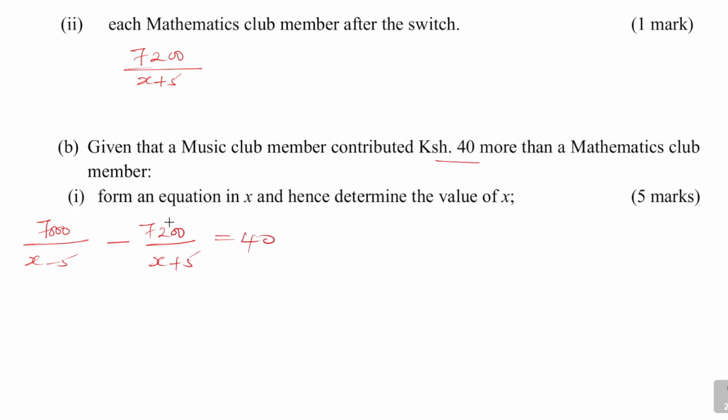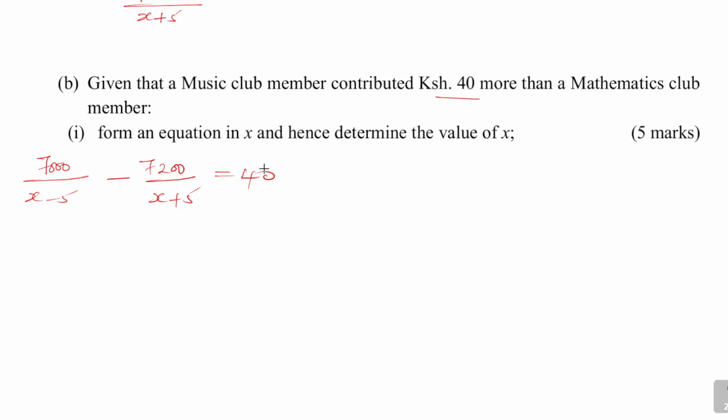Why? Because the music club member contributed 40 shillings more than the mathematics club member. So if I take the amount contributed by each music club member, then subtract the contribution by each maths member, I should get 40. That is the equation. Now we should solve this. How do we solve this? There are several ways of solving this.